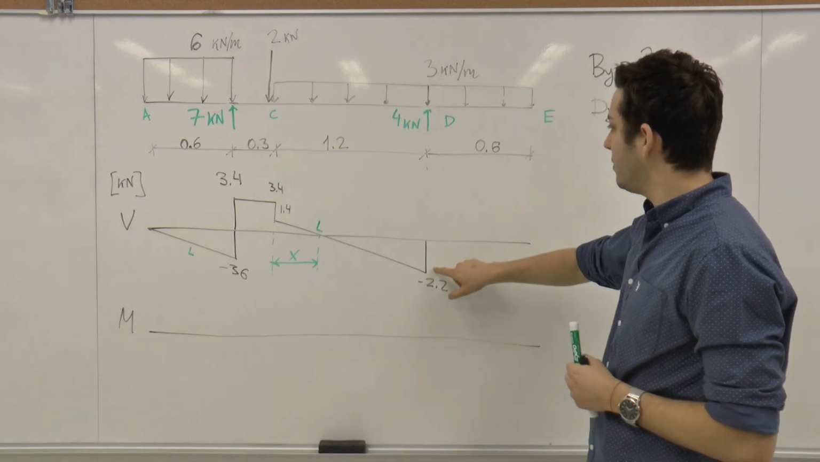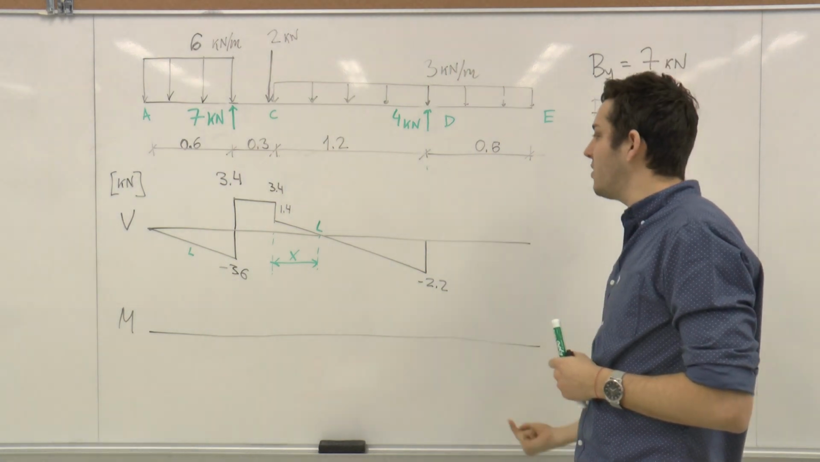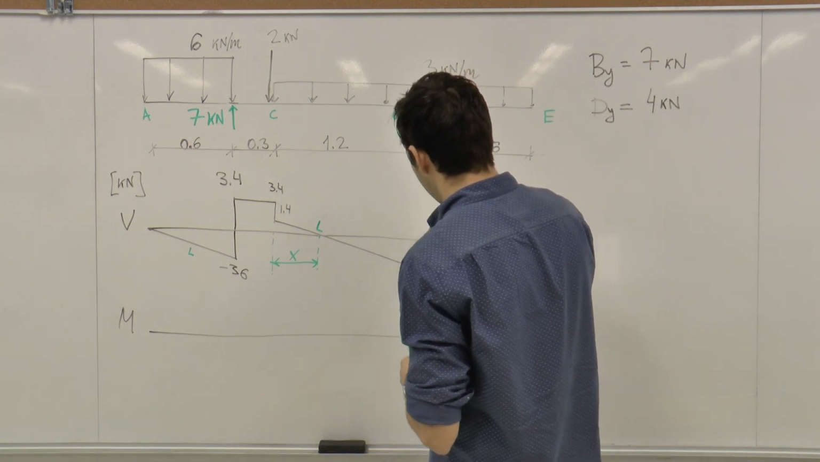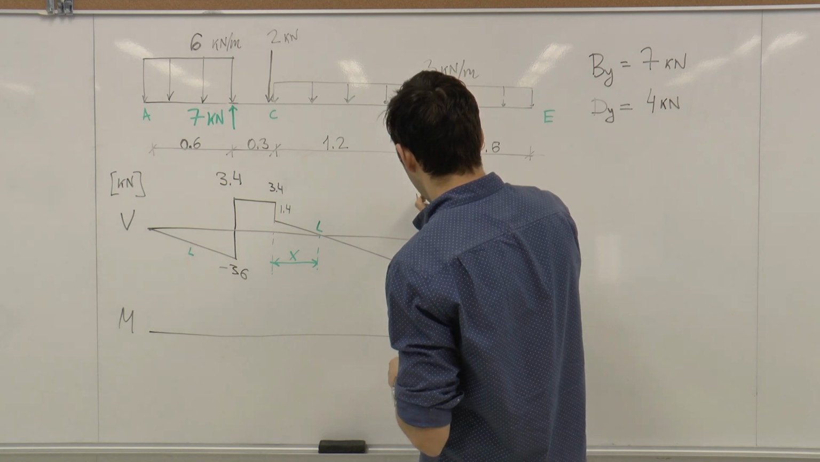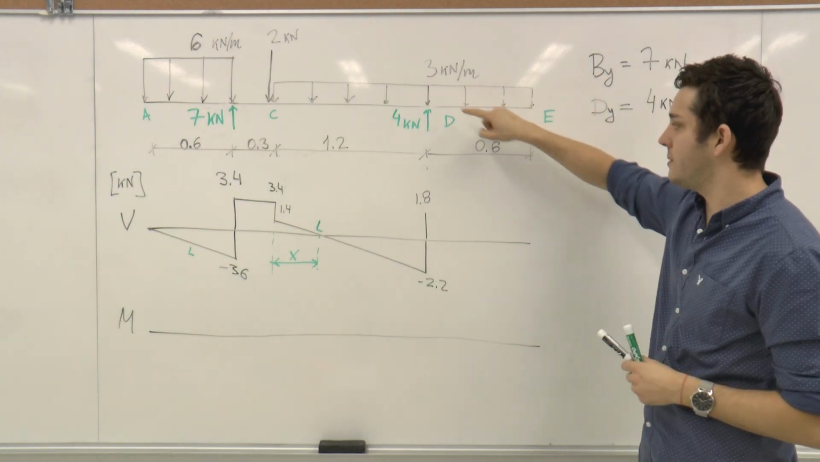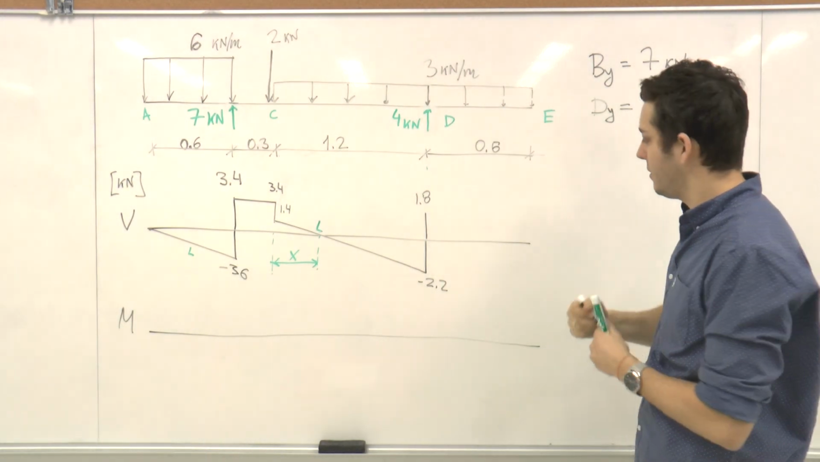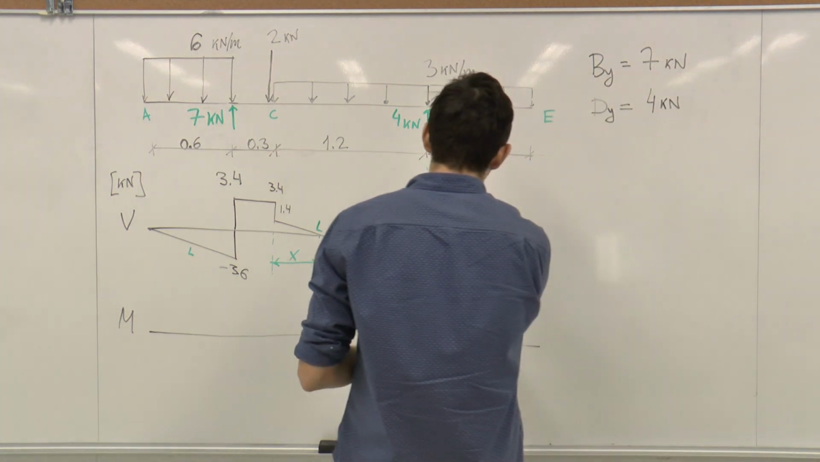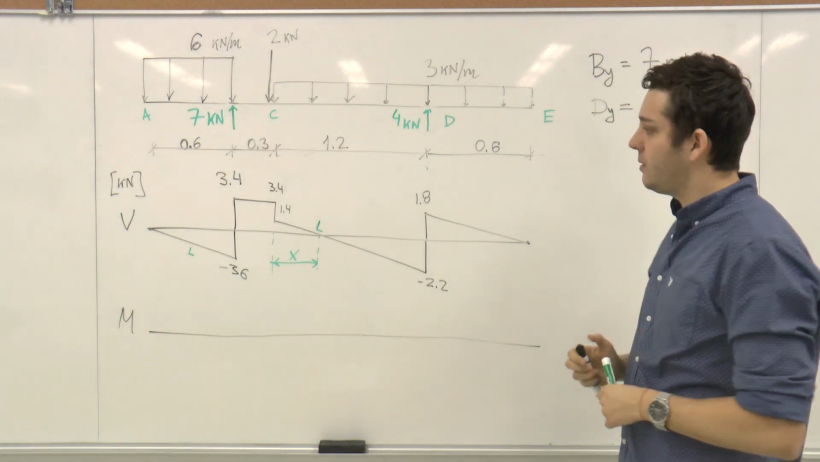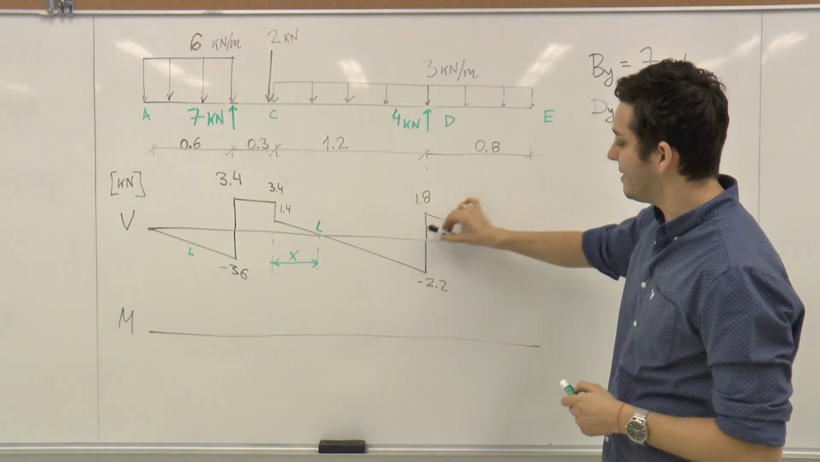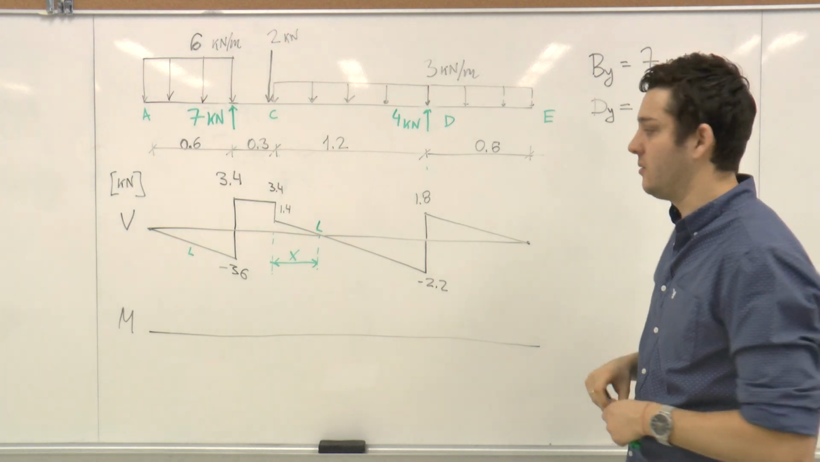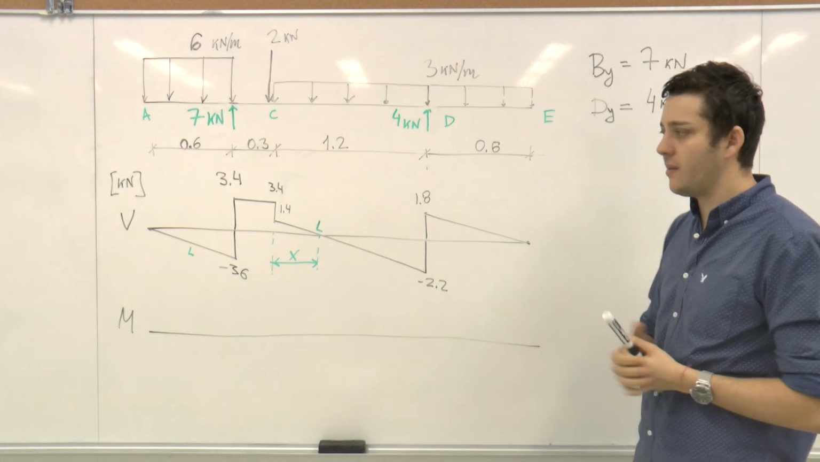Okay, let's continue. From point D we have a concentrated load. It means that we have a jump of 4 kilonewtons up. Minus 2.2, it means that here we will have 1.8. Then from this point, we're going down 0.6 times 3, 1.8. So we're finishing with 0 shear value, as we can expect. Maybe it's important to mention that we have here the same slope as we have the same distributed load value. Great, so this is the shear diagram.